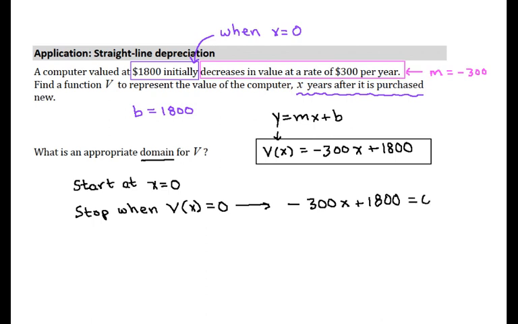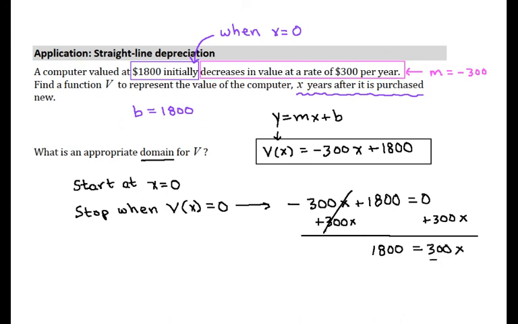equal to 0, it gives us an equation that we can solve, and it'll be a little bit easier to add 300x to both sides just to get that positive than it would be to subtract 1,800, but it doesn't really matter. Either approach will work. We get 1,800 equals 300x. Dividing both sides by 300 gets us 6. So after 6 years, the computer is worth $0. It's reasonable to guess that an appropriate domain is from 0 to 6 years.